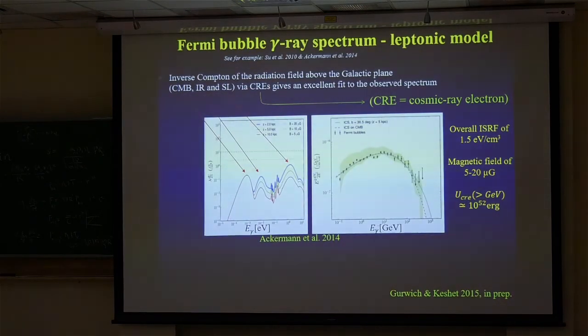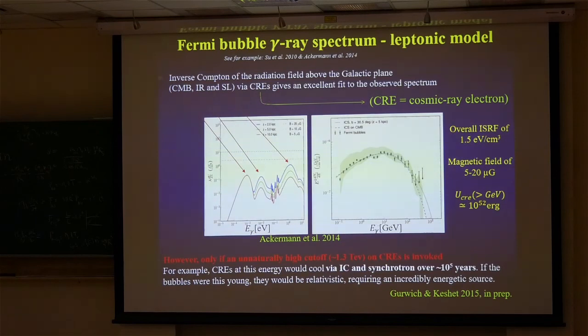Okay, so now let's talk about the interpretation. Rod already said most of what I wanted, so I don't need to. If you have a model for the radiation field, you can just upscatter it in a leptonic model by the resistant electrons, and see what you get. And you get this beautiful fit by the Fermi team, so we'll have a similar analysis. The problem is that it does not at all work.